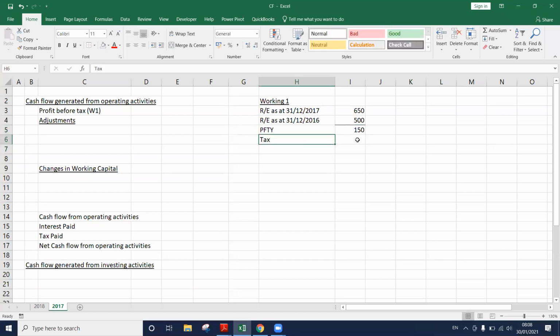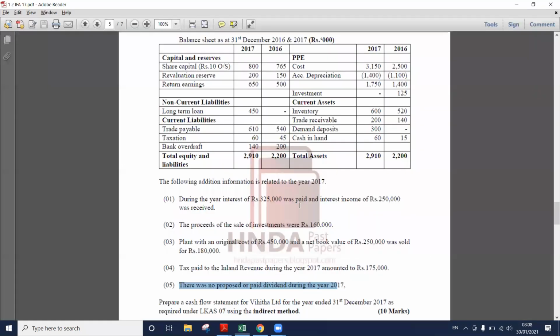We need to know what is the tax expense for the period. Here they have given us the tax paid amount of 175, and in the balance sheet there is a provision for taxation as well. So we know the provision at the beginning and at the end of the year, and we know the amount paid in cash during the year. So we can find the tax expense relevant to the year.